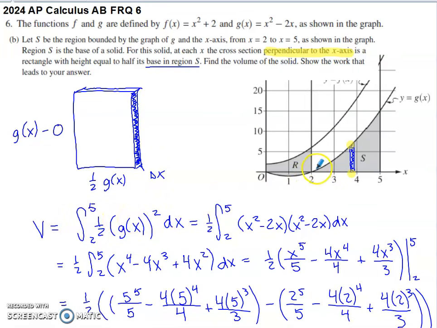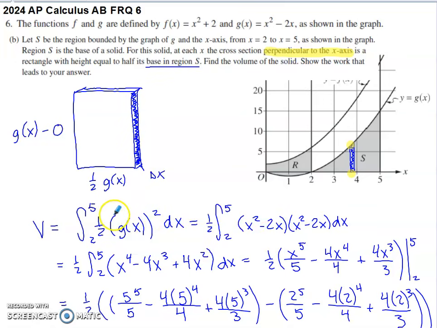My slices that I could have drawn are going to range from an x of 2 on the low end to an x of 5 on the right end. I need to find the value of this. So I am going to replace g of x with what they tell me g of x is equal to, so x squared minus 2x.